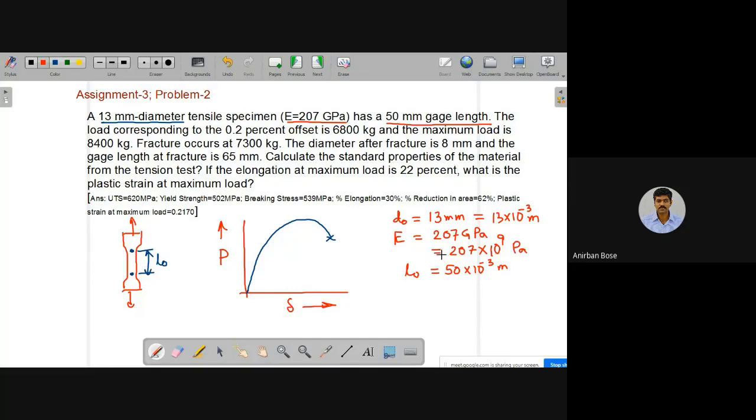Okay. And the load corresponding to the 0.2% offset is 6800 kg. That means corresponding to 0.2% offset, we can find out the equivalent yield point. So the corresponding load that is given represents P corresponding to the yield point, Py.